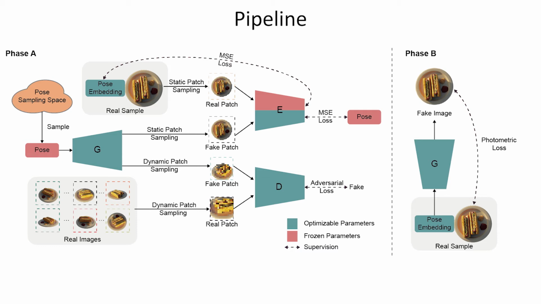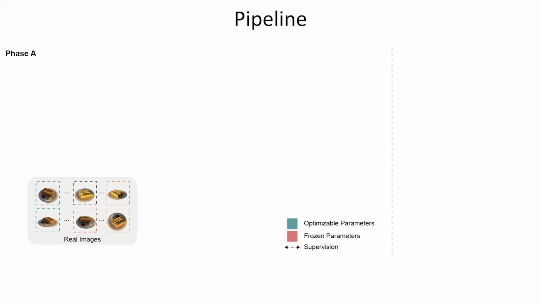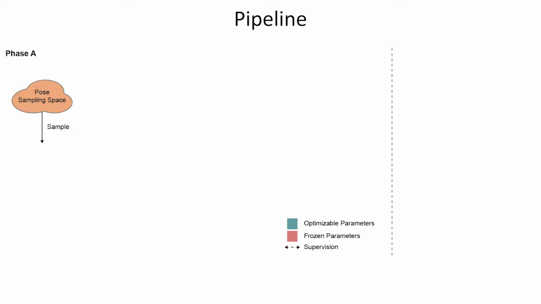Our algorithm has two phases. The first phase gets coarse camera poses and radiance fields with adversarial training. The second phase refines them jointly with a photometric loss. We use adversarial learning to predict a rough pose for each image and also learn the rough radiance field of the scene. We get the real patch from the dataset and generate the fake patch by the generator G.